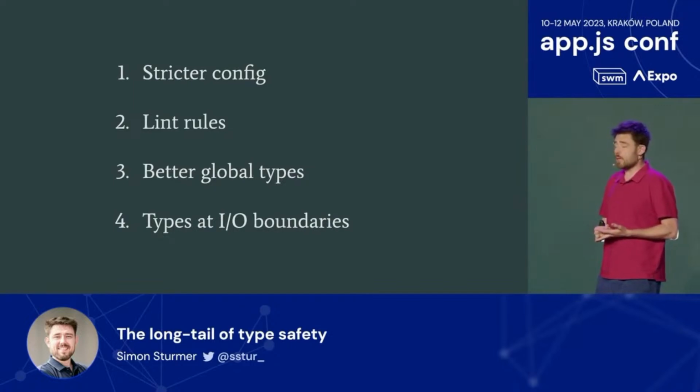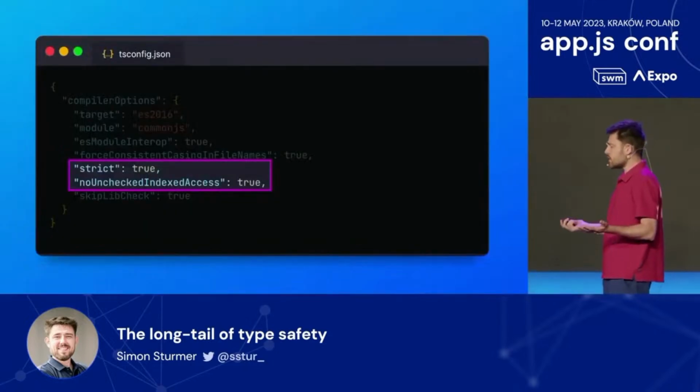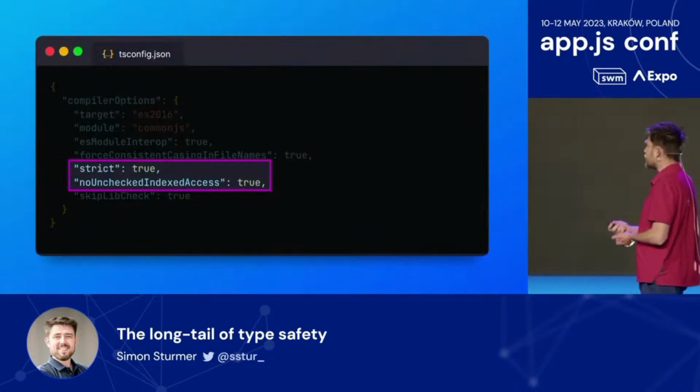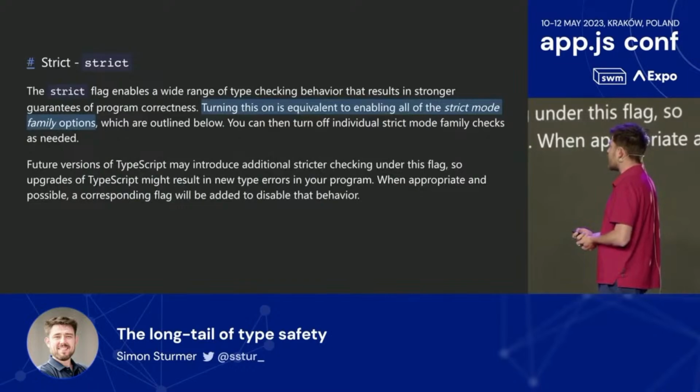We can do some stuff with global types that I'll show you in a minute, and we can do some stuff around the I/O boundaries, which I think is really important. So start with the easy stuff, stricter config. I think the first one here is a no-brainer. Strict is true, and what does that mean?